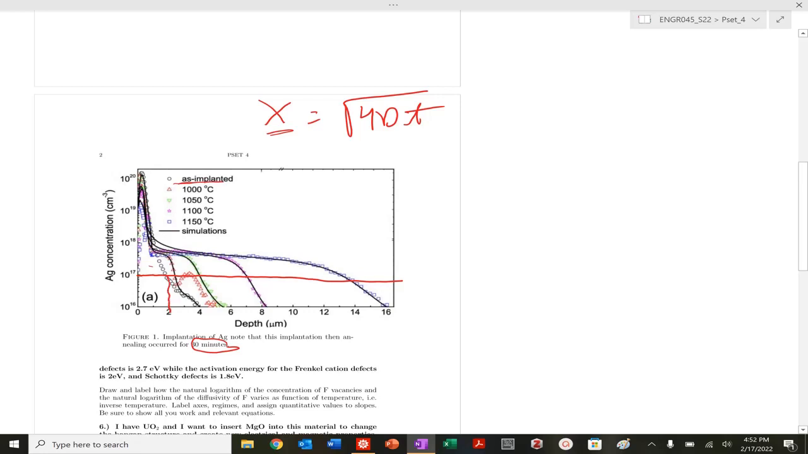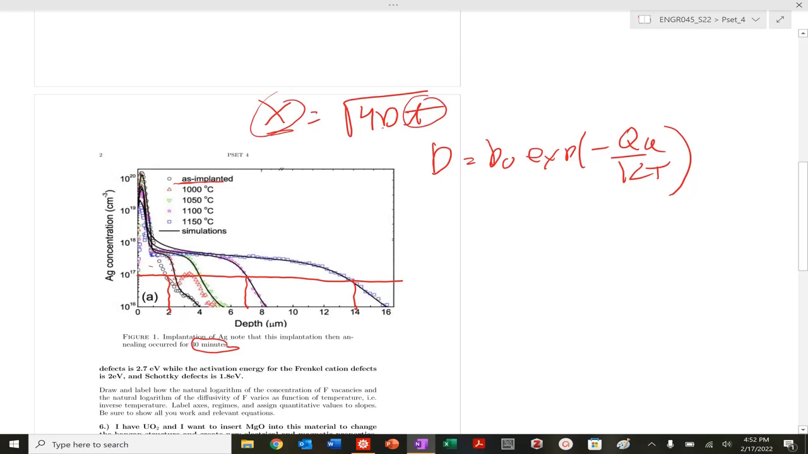Let's look at red for example. Actually, forget about red. Let's look here. At 1000, I have a depth of about 7, and at 1150, I have a depth of about right here. So I know that diffusivity is equal to D naught exponential of minus Qa divided by kT. So I know I could solve for diffusivity based on x and t.